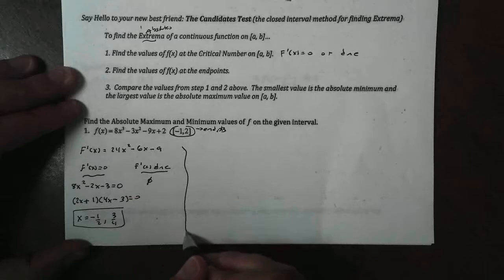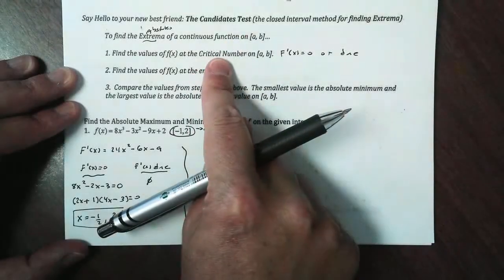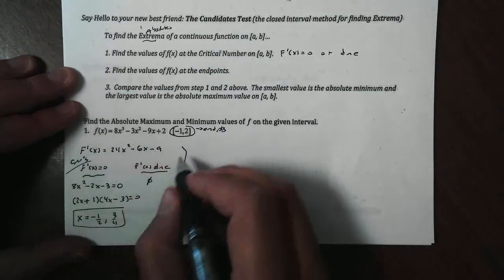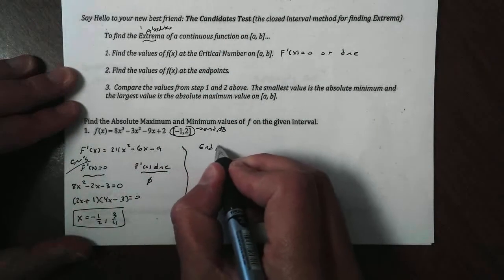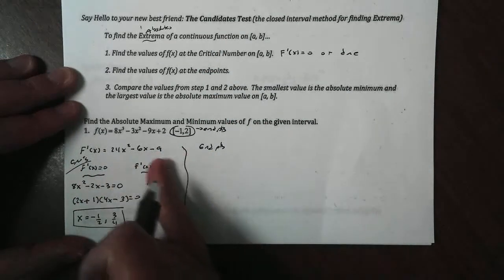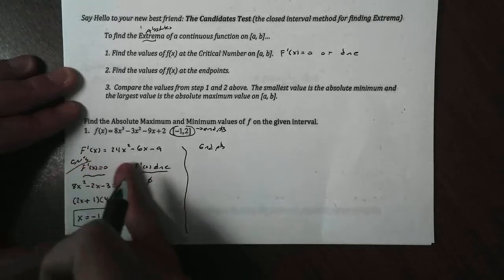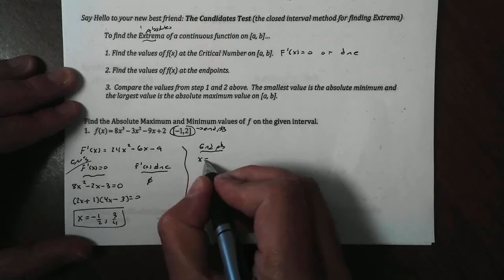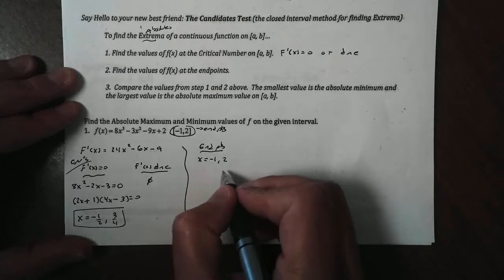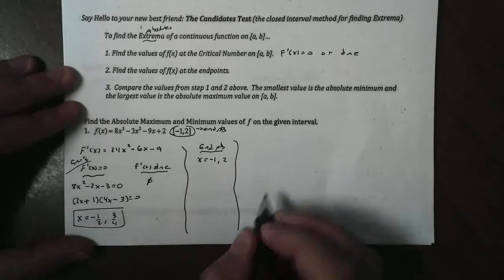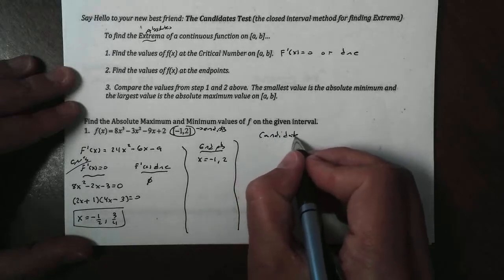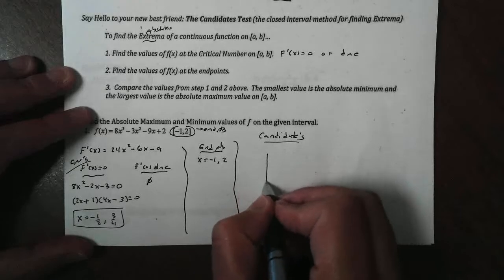Now next, I have to look at the endpoints. Remember, critical numbers first, and now we're going to look at the endpoints. Notice, I don't start in the middle. I'm starting off at the far left, and I'm going to work my way to the right. Looking at the endpoints, they gave us negative 1 and 2. Okay, that was easy. Now we're going to use something called the candidates test to test them. It's basically just a table.